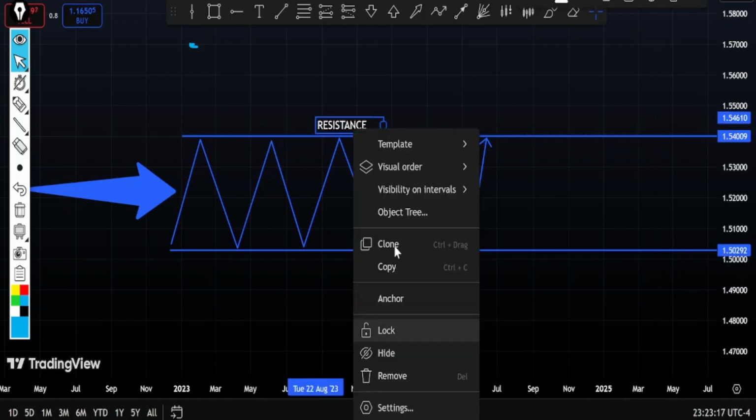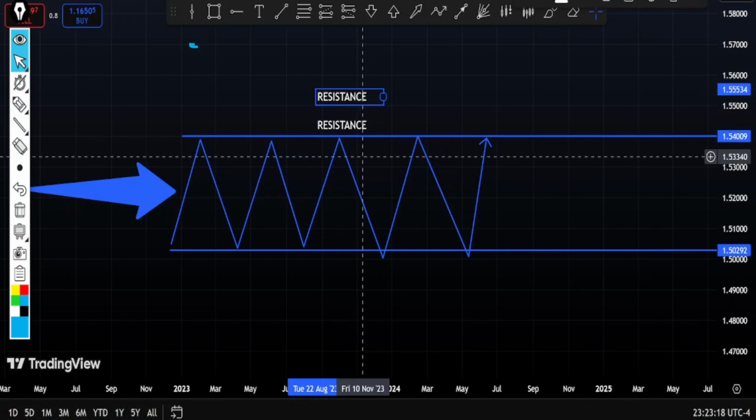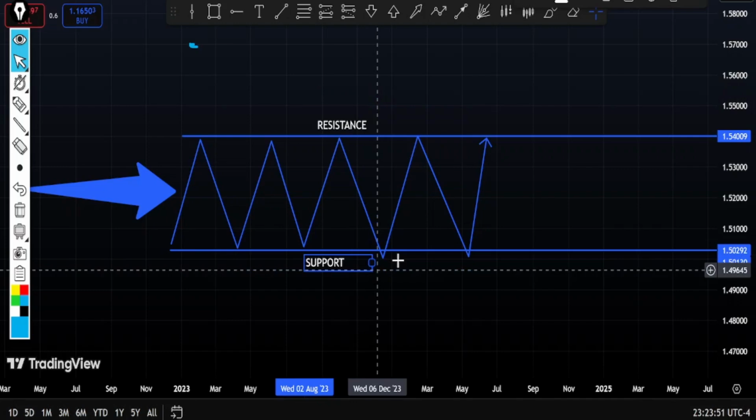So I'm just going to clone this and place it as support here. So this is known as support. Okay, so price is moving within this range, and this level right here is serving as a support.